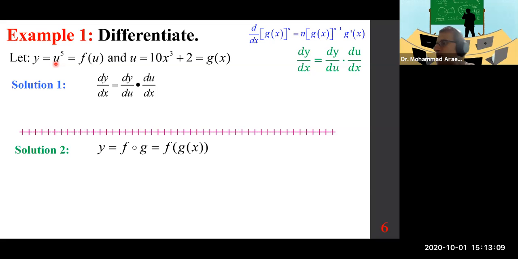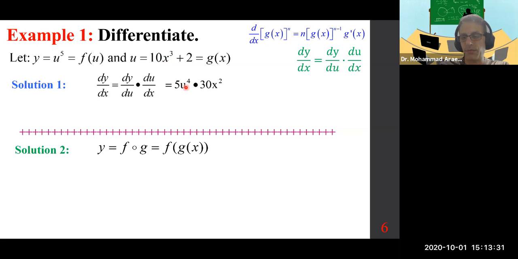Okay, it's 5x to the power of 4. So this is 5u to the power of 4. Then du/dx, here's u, du/dx. That means differentiate this piece, and that's 30x squared. You're done with the differentiation. What do you do next?